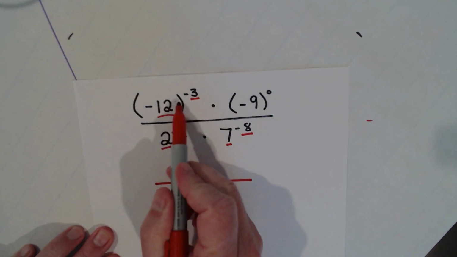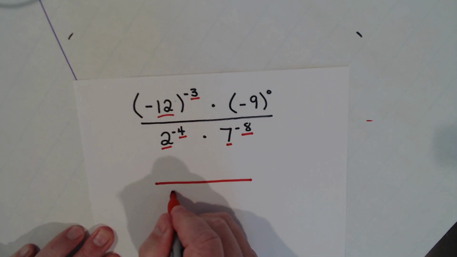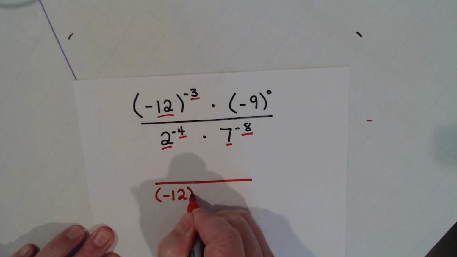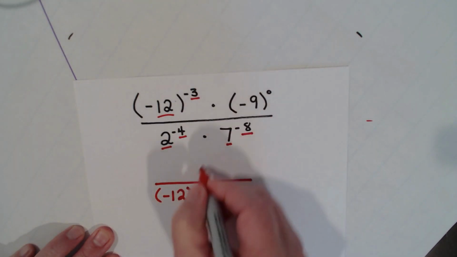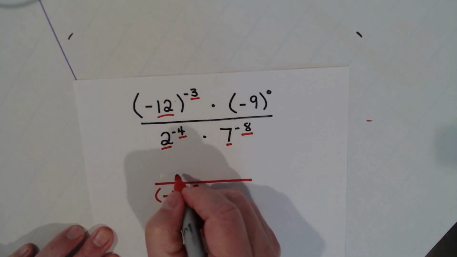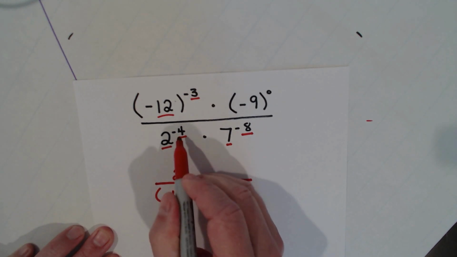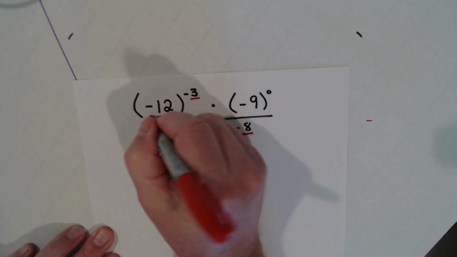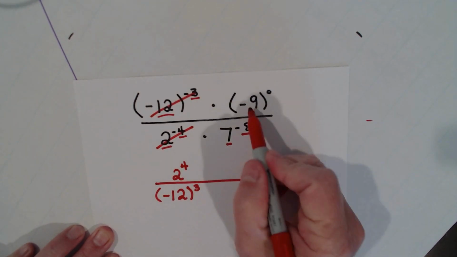-12 to the -3rd power needs to be moved into the bottom. So write -12 to the -3rd power. In the top, when it moves to the bottom, it becomes a +3. This 2 needs to be moved into the top, and the exponent needs to be changed from a -4 to a +4. So I've done that one, I've done that one.